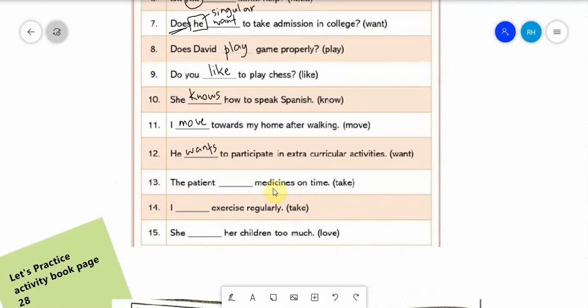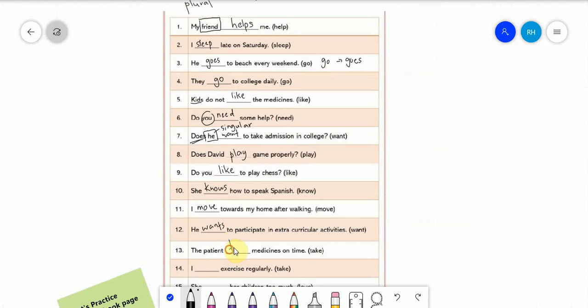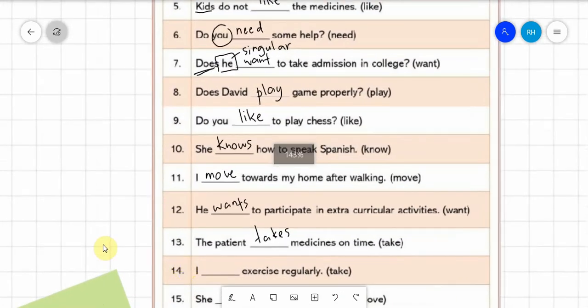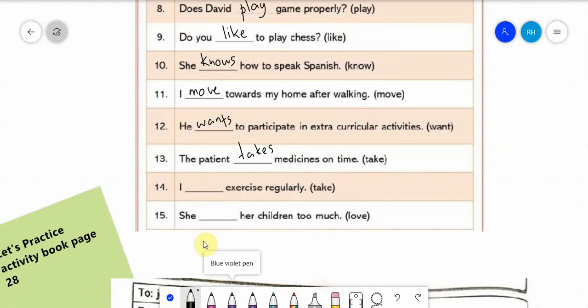I move, no s. He, singular, wants. 13. The patient. How many patients here? There is only one patient. So the patient takes. 14. I. For I, we have to use the root word, take. And number 15, she is singular, so love becomes loves.